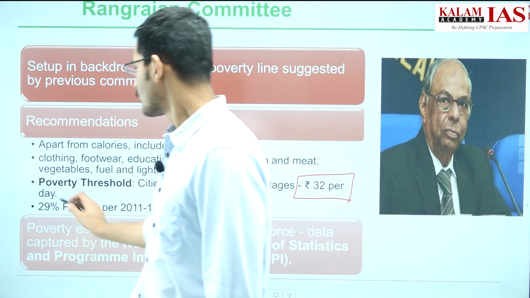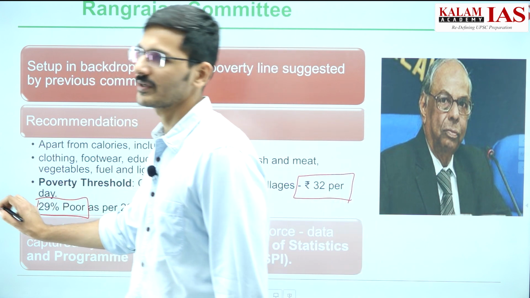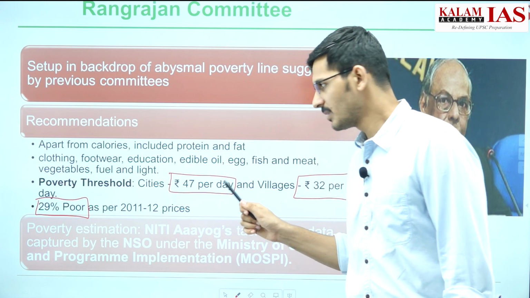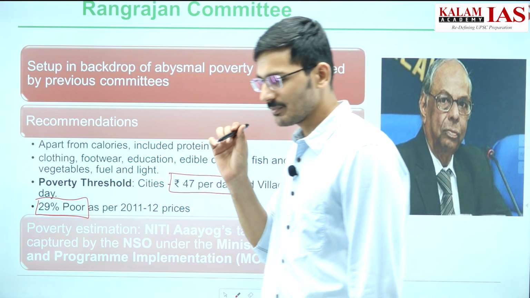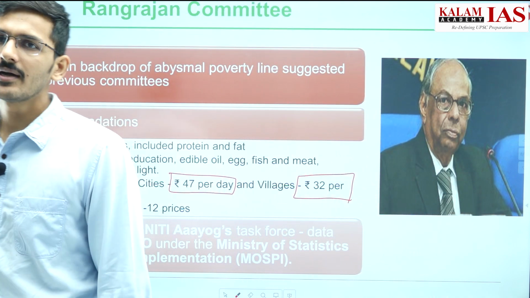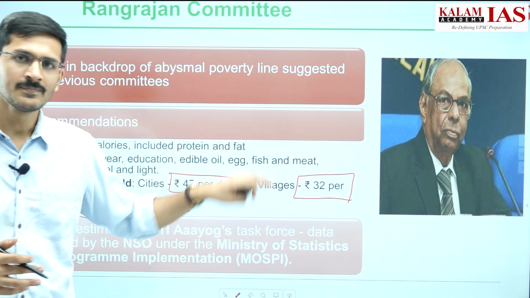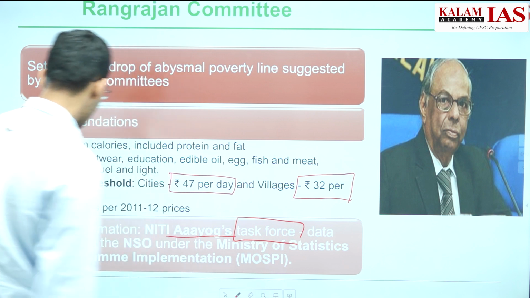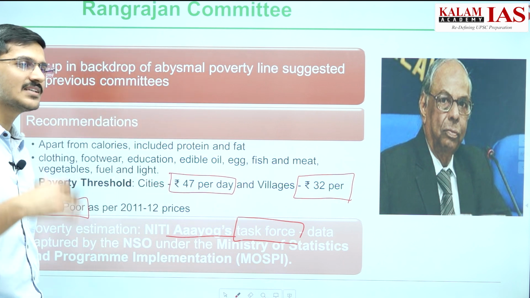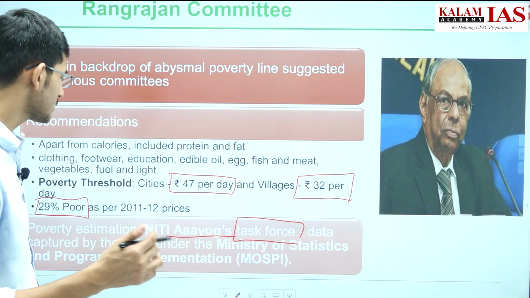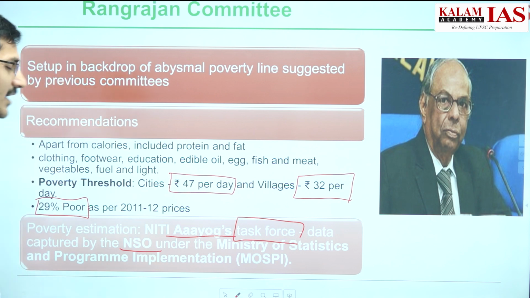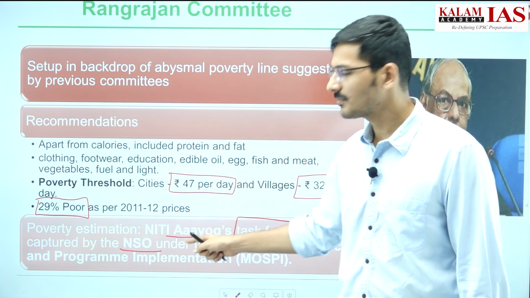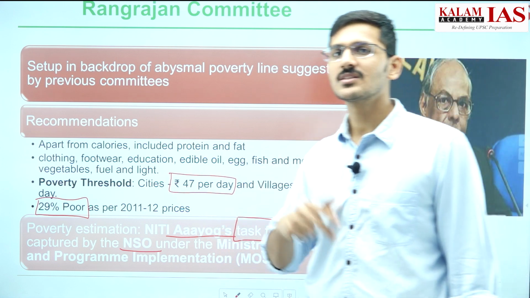So as per this line, 29% of the people were poor. As per the Tendulkar line, 22% of the people were poor. As per the Rangarajan poverty threshold, 29% were poor. Now, the poverty estimates made by Niti Aayog every year are based on the recommendation of the Rangarajan Committee. Niti Aayog has a task force which analyzes the data captured by different government bodies. For example, the NSO, under the Ministry of Statistics and Program Implementation, captures data from Indian society, and these data are analyzed by the Niti Aayog task force, which gives us the poverty estimates.